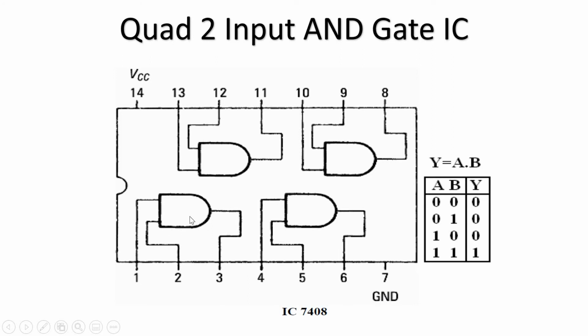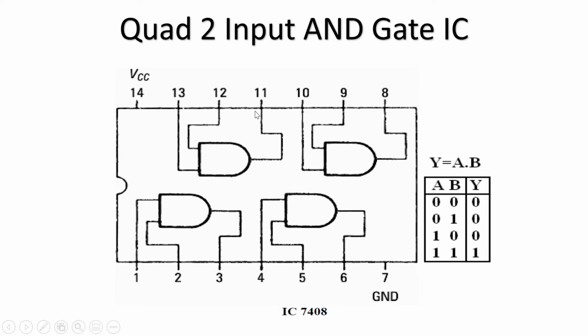You can see the symbol of the AND gate. Pin number 1 and pin number 2 are the inputs for the AND gate, and the output is the third pin. Similarly, 4 and 5 are the inputs of an AND gate, and 6th is the output. Similarly on the other side, 9th and 10th are the input pins and 8th is the output. Similarly, 13th and 12th are the input pins and 11 is the output.